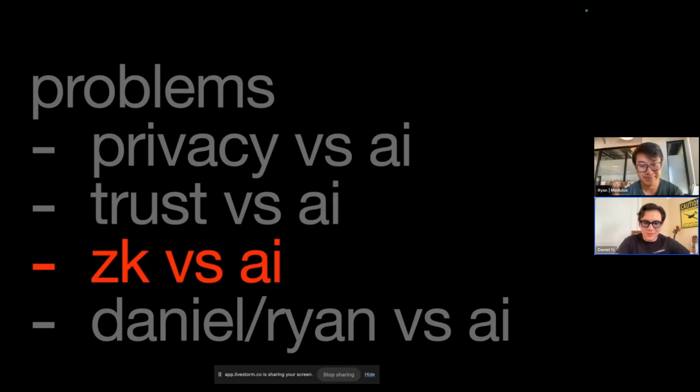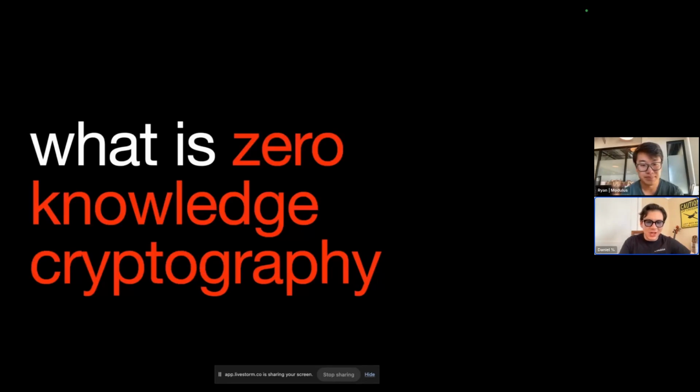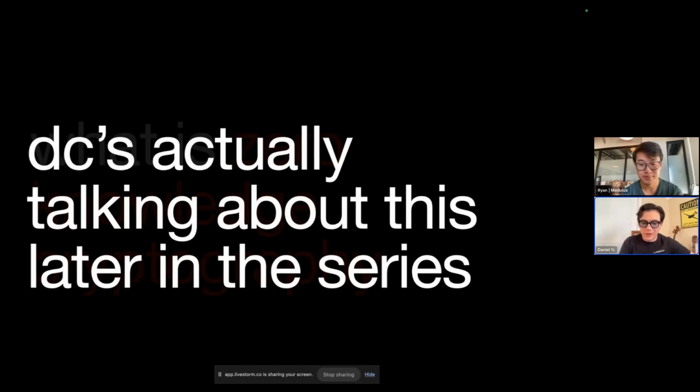All right, third problem: ZK versus AI. In part because I can't see y'all's faces, I'm not sure what the general background of the folks here is. I'm not super confident how well folks know zero-knowledge cryptography, which is ZKPs. But the good news is that DC Builder from the Worldcoin Foundation has a specific section about ZKPs later in the series. So for the sake of our work on ZKML, we're just going to give you the super high-level version, and we can leave the meat for DC next week.